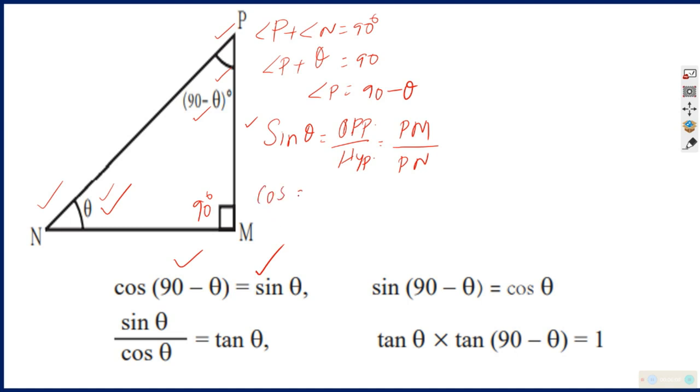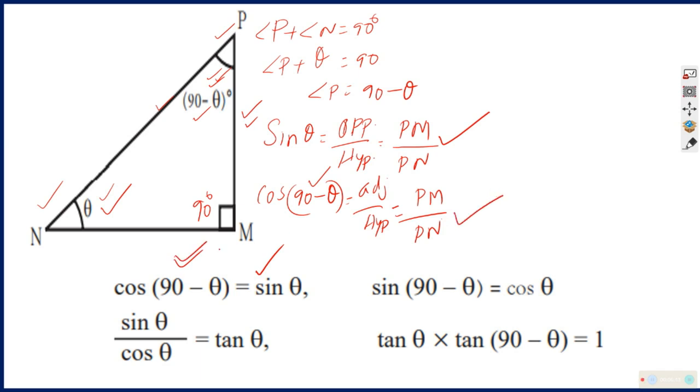Suppose we are taking cos 90 minus theta. Cos theta is adjacent side upon hypotenuse. So cos of 90 minus theta means this is the adjacent side, this is the hypotenuse. That means adjacent side upon hypotenuse. Please remember I have taken cos of not theta, but of 90 minus theta. So adjacent side upon hypotenuse. This 90 minus theta's adjacent side again becomes Pm, and the hypotenuse of this triangle is of course Pn. So we can write here also Pm upon Pn, here also Pm upon Pn. So we can accept this. Understood? So why did I write this?